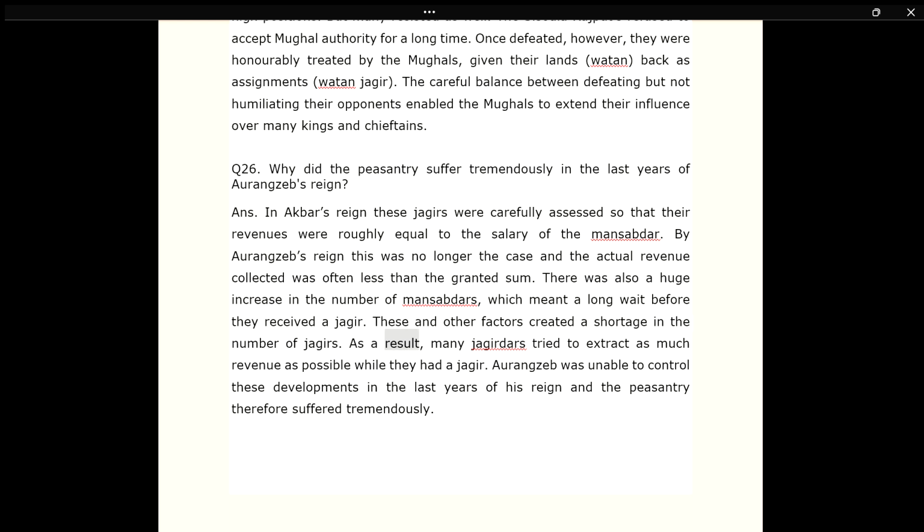As a result, many Jagirdars tried to extract as much revenue as possible while they had a Jagir. Aurangzeb was unable to control these developments in the last years of his reign and the peasantry therefore suffered tremendously.